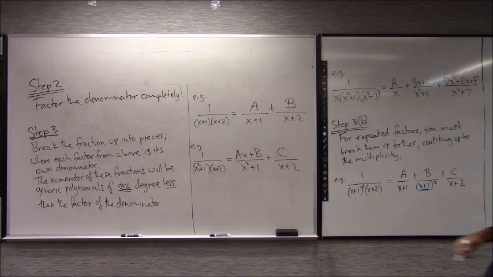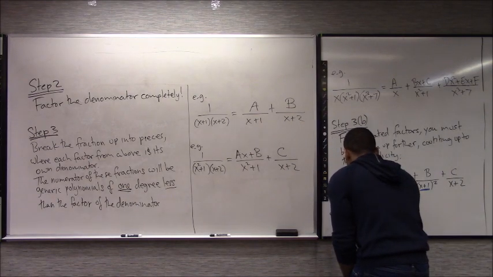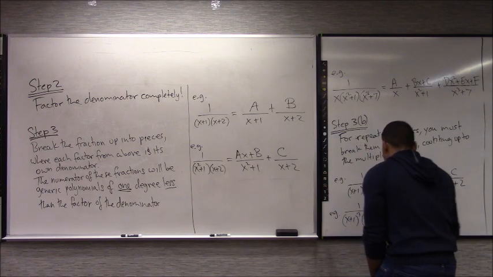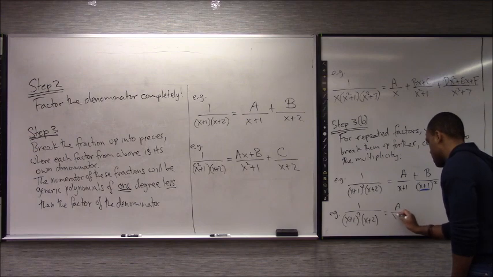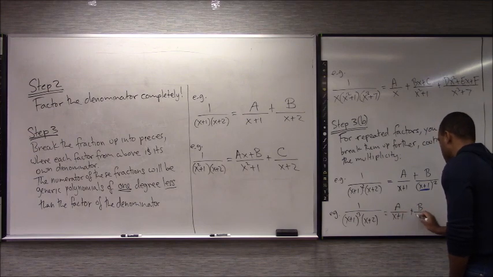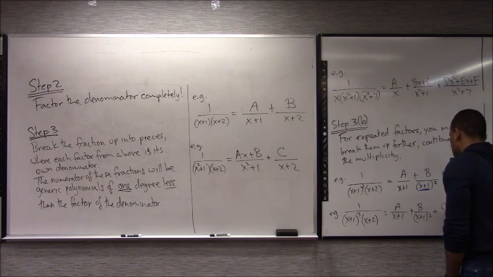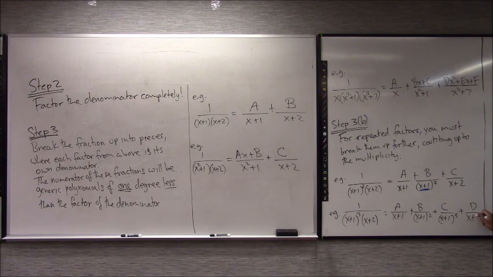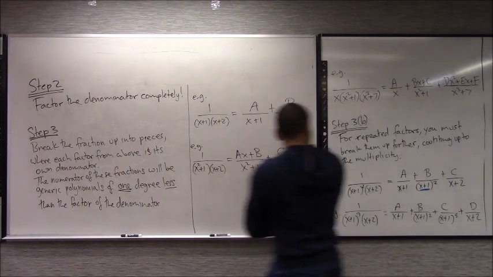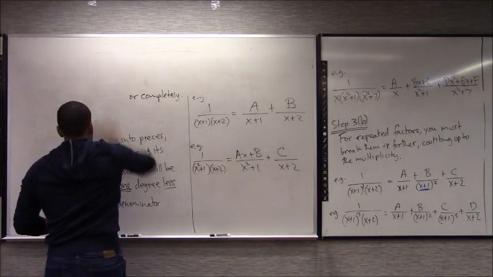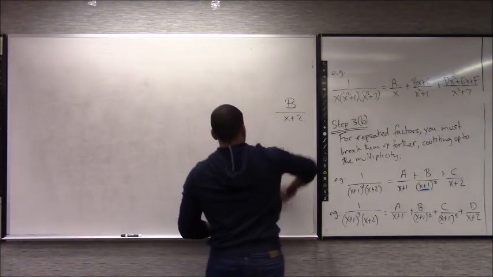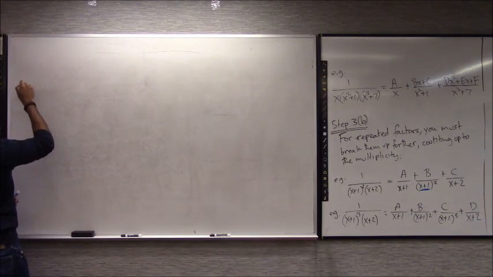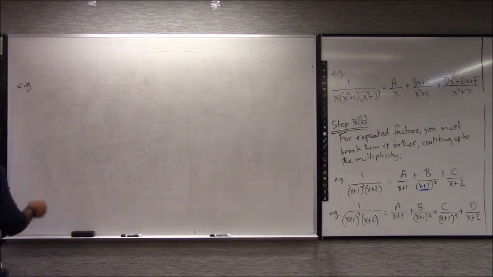If when I factored I got (x plus 1) cubed times (x plus 2), then I would break that up into A over x plus 1, plus B over (x plus 1) squared, plus C over (x plus 1) cubed, plus D over x plus 2. Let's say we have this. I'm just giving you a lot of variety here so hopefully you get the idea by just seeing a bunch of examples.